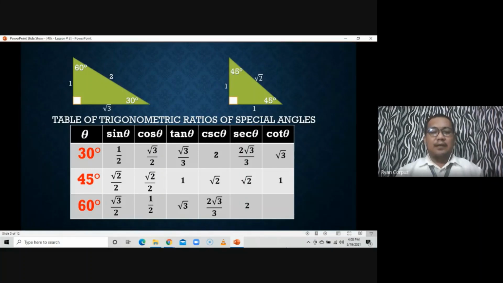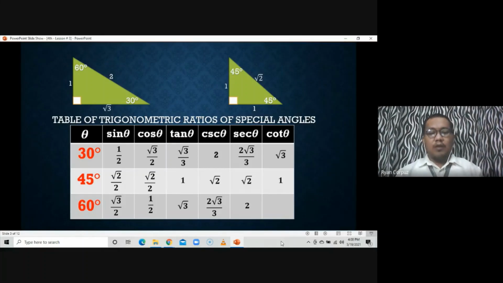And last, we are looking for cotangent 60 degrees. Cotangent 60 degrees is the opposite of tangent. The tangent of 60 degrees is square root of 3. It's just like square root of 3 over 1, because it comes from opposite over adjacent. So it becomes 1 over square root of 3.